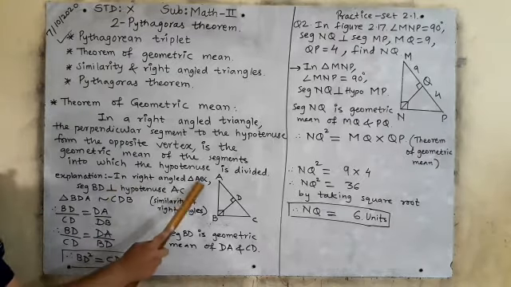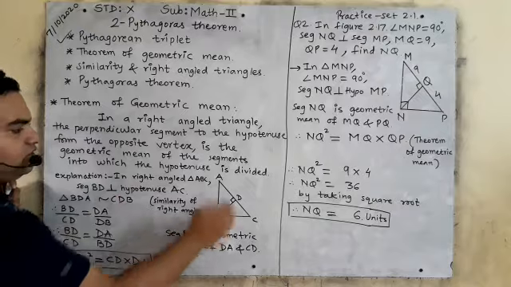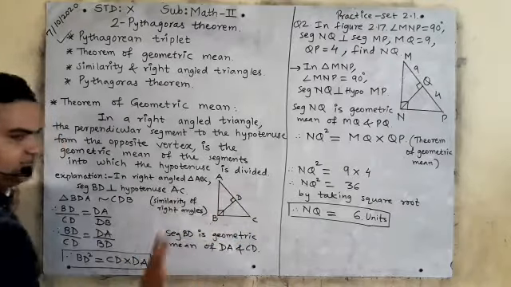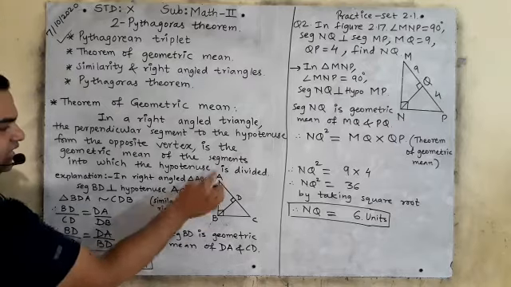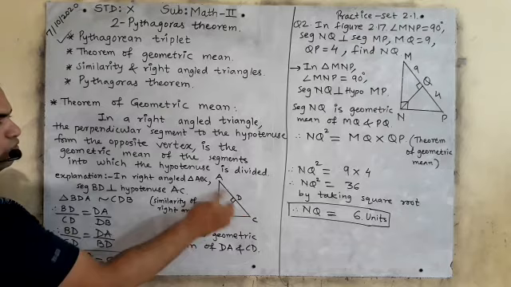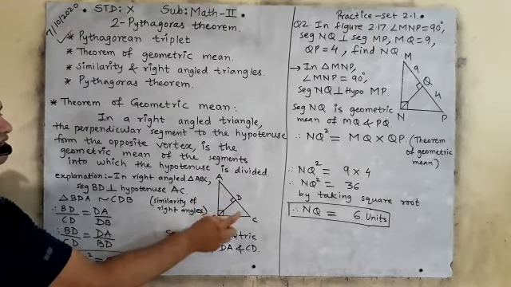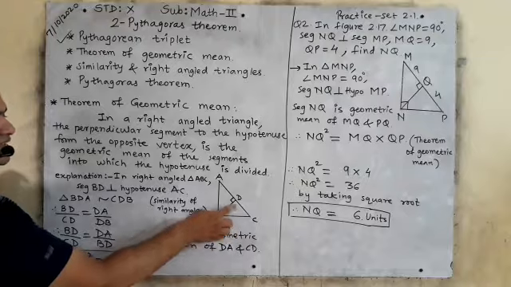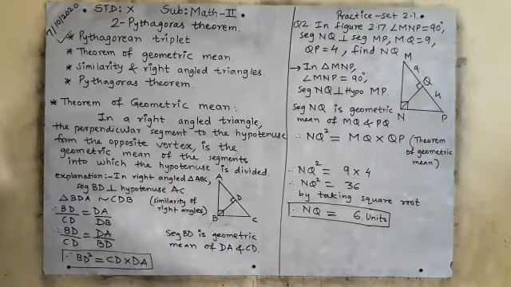In right angle triangle ABC, segment BD is perpendicular to hypotenuse AC. Correct? Now see, therefore triangle BDA and triangle CDB both have a 90 degree angle. These two triangles are similar to each other because this is also a right angle triangle, this is also a right angle triangle. So, similarity of right angles.